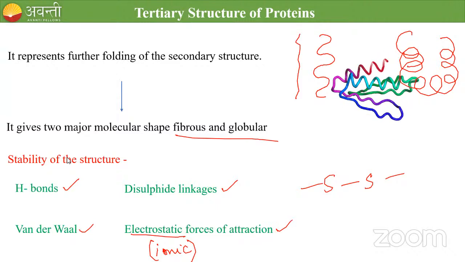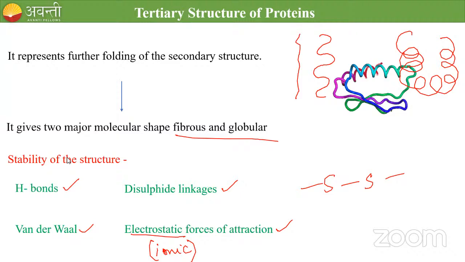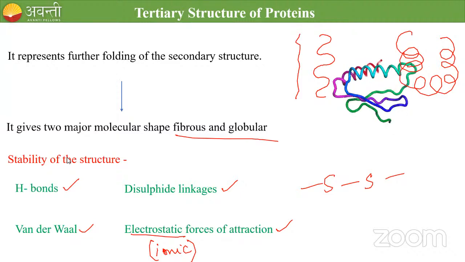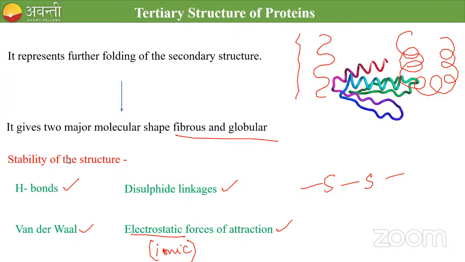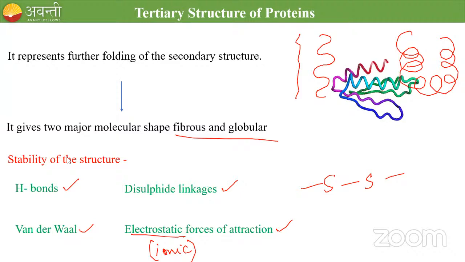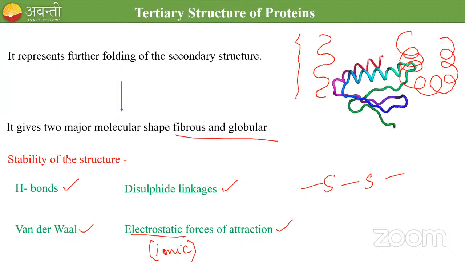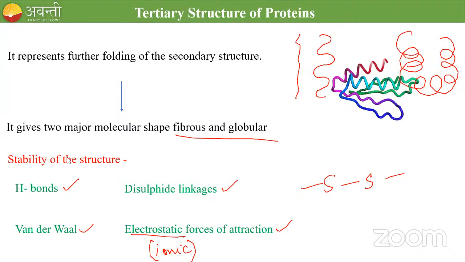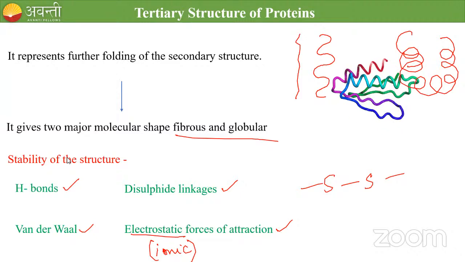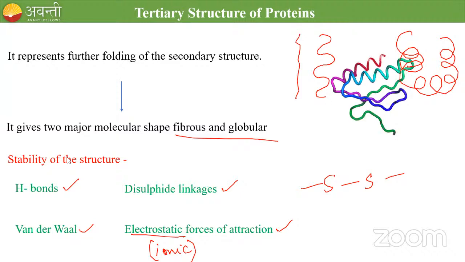You will get a question from this in your exam, so it is very important: the forces acting on the tertiary structure to make it stable. These are the four types of force. In the case of secondary structure, the force is intermolecular hydrogen bonding. But in the case of tertiary, four forces are there. So you should memorize all four. This is about tertiary.